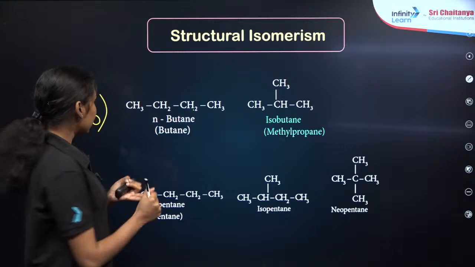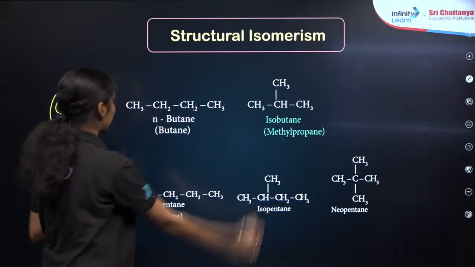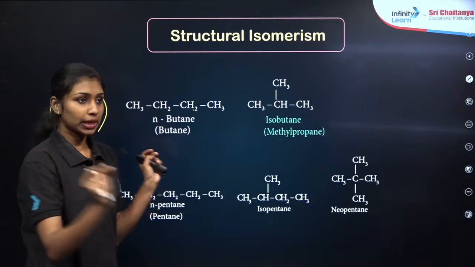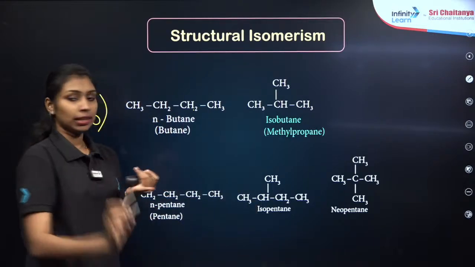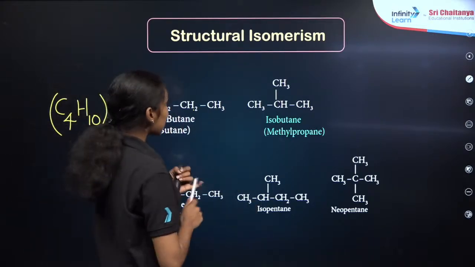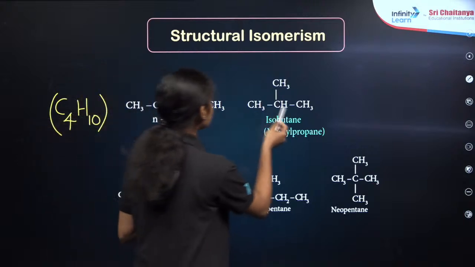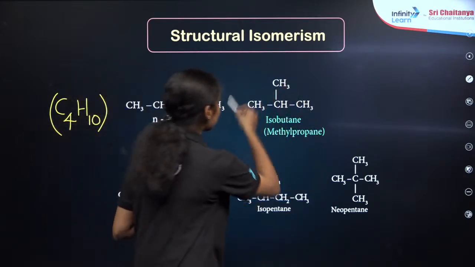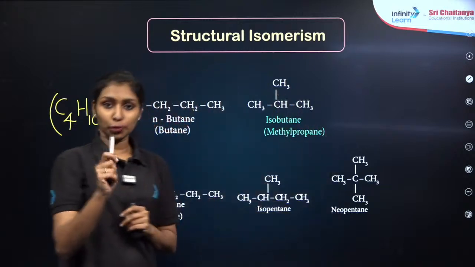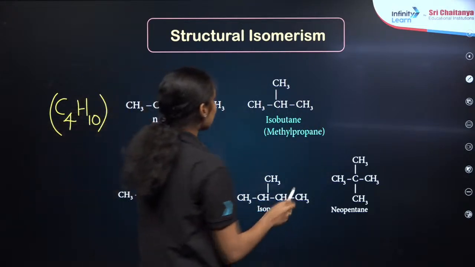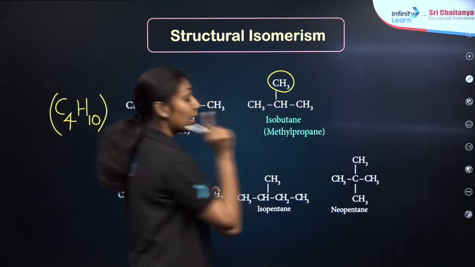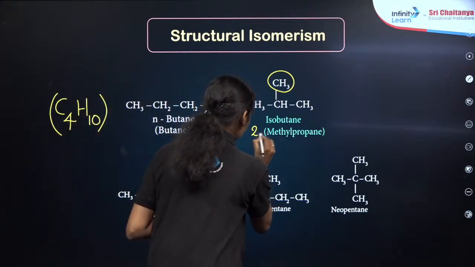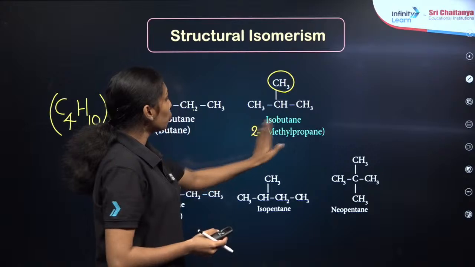So in case of butane, I will write the straight chain compound here, right? CH3, CH2, CH2, CH3. This is the normal butane, represented as n-butane. Clear? Now, in the second case, I just changed the position of the methyl group. There will be a 4 carbon compound, but the difference is that this methyl group is present on the second position. So I can call this compound 2-methylpropane.